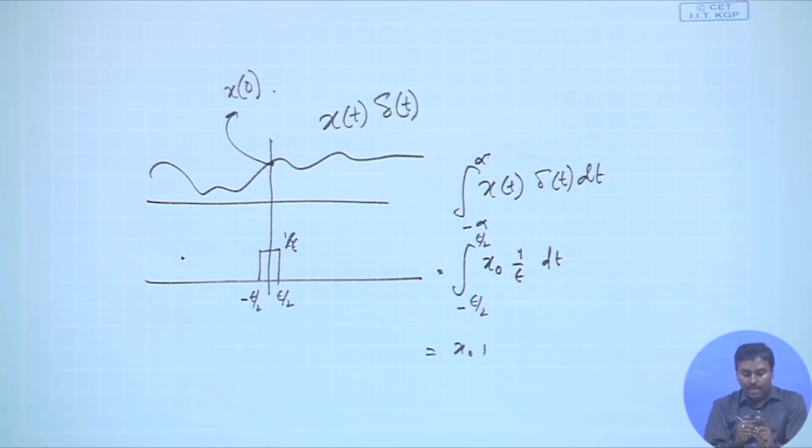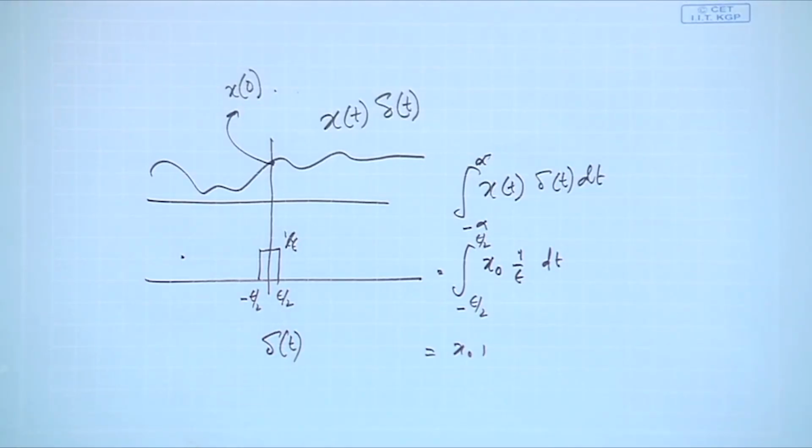So, what is eventually happening? Whenever I multiply a particular function with delta t and integrate it, I will get the functional value back at that point. This is called the sampling property of delta t. Basically, whenever I multiply a function with delta t and integrate it, it will just sample out the value where delta t is defined.